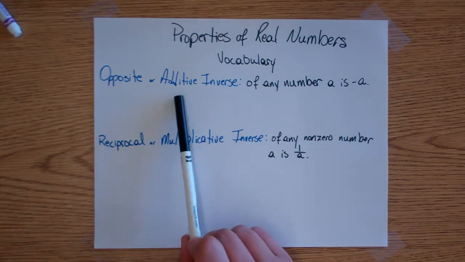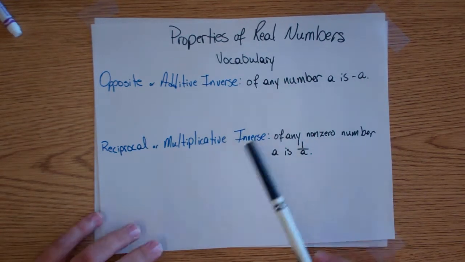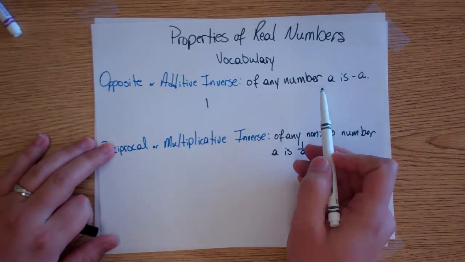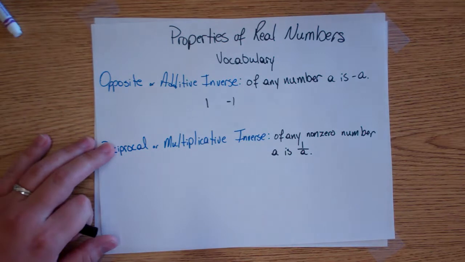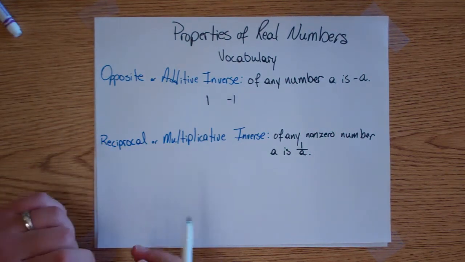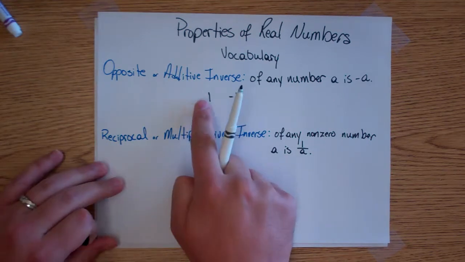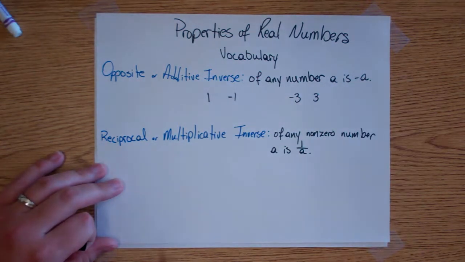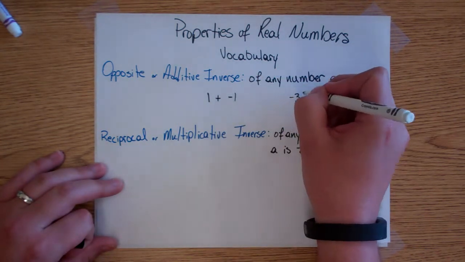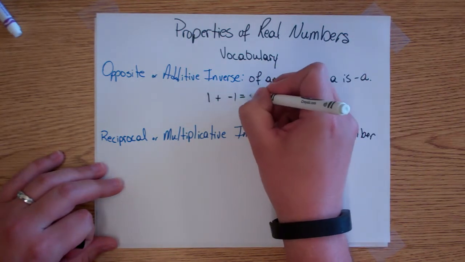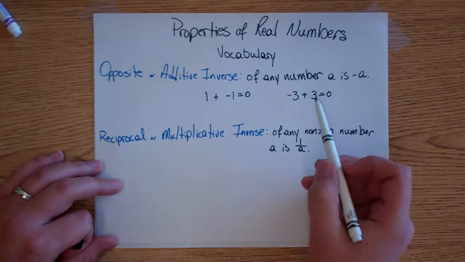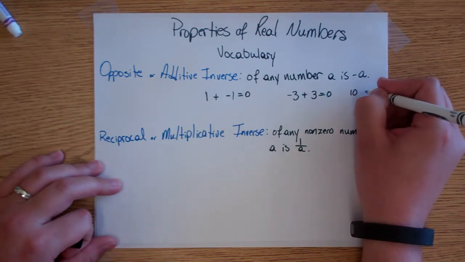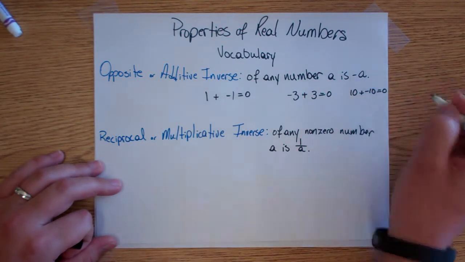What it says: the opposite or additive inverse of any number A is negative A. So basically, if I give you 1, that's your A, the additive inverse would be negative 1. All right? The opposite or additive inverse of any number, you just simply change the sign. So if I gave you negative 3, the additive inverse would be 3. Easy way to tell, when you add them together, you should always come out with 0. So you have negative 3 and 3, you have 1 and negative 1. I could give you 10, the additive inverse would be negative 10, because when you add those together, you're still going to come out with 0.